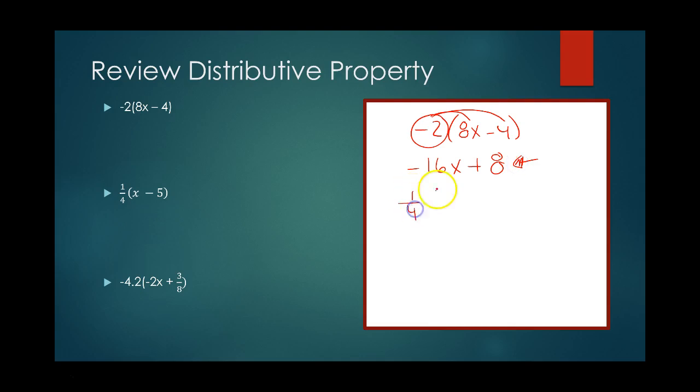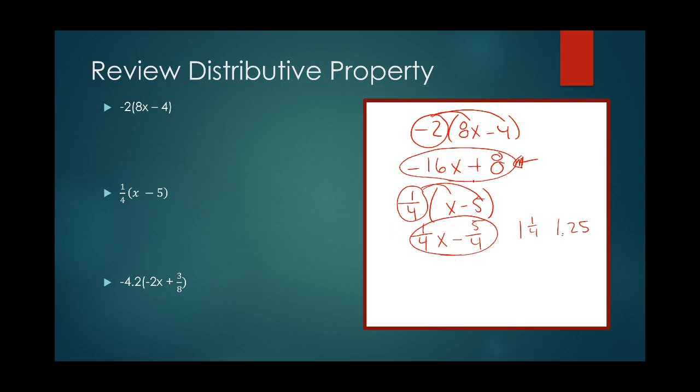The next one is 1/4 times x minus 5. So even though it's a fraction outside, I still distribute. So 1/4 times x is 1/4 x. 1/4 times a negative 5 is a negative 5/4. Or if you wrote that as 1 1/4, that would be the same. Or even 1.25. But again, that would be your final answer, just like that one, because they're not like terms.